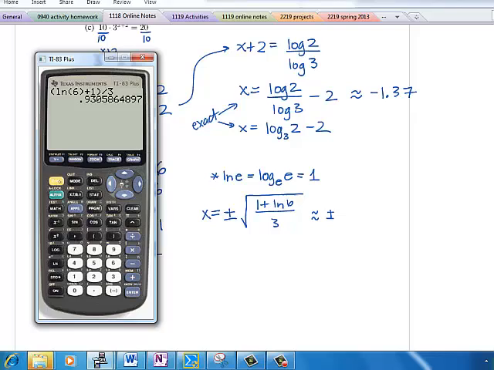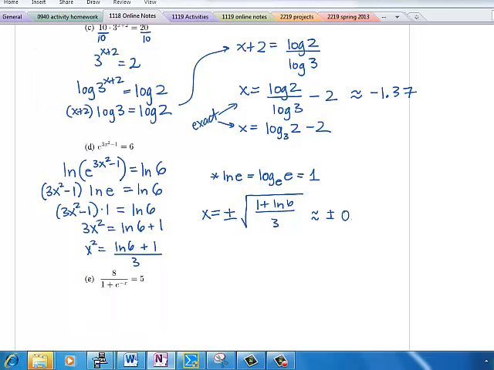I'm going to do the square root of that. Looks like 0.96 to the nearest hundredth. So either positive or negative 0.96 would be the two answers.